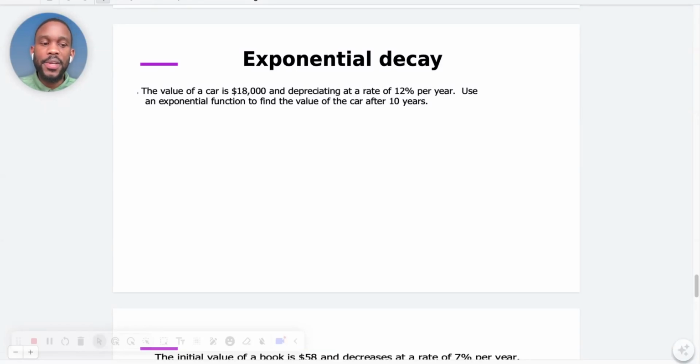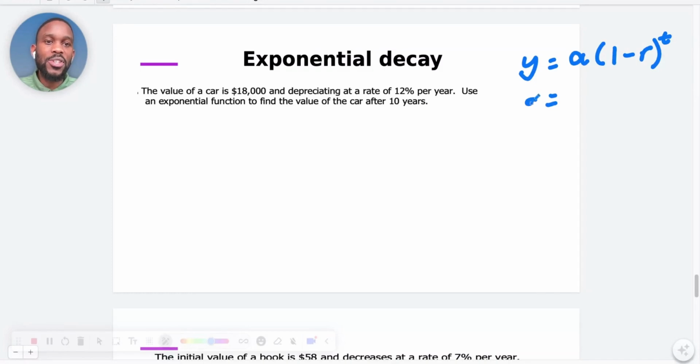Hi guys, in this video we're going to be exploring exponential decay. We're going to be using this formula: y is equal to a(1 - r)^t. So if you watched my previous video, a is just the initial.